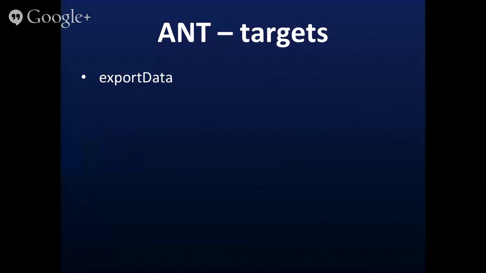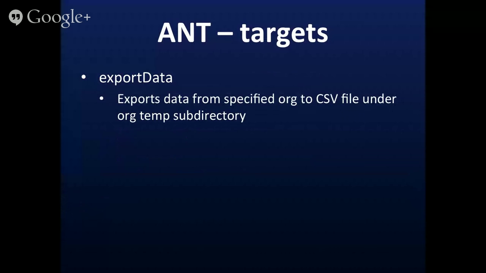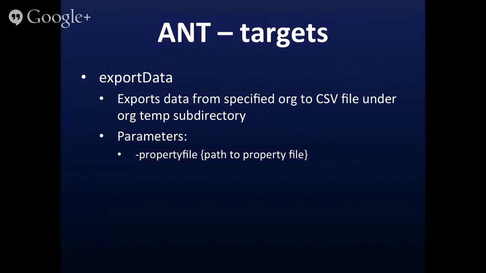We then get to our export data build target, which is one of our main ones that we're going to run. As you might expect, this exports data from the specified org to a CSV file under that org's temp subdirectory. The specified org is the org that you pass in the property file for. You saw there I have a source and a target properties. Your source could be prod, it could be QA, it could be any number of different orgs that you're going to export data out of. But you specify that with your properties file, just like all the other targets, which all specify a property file.